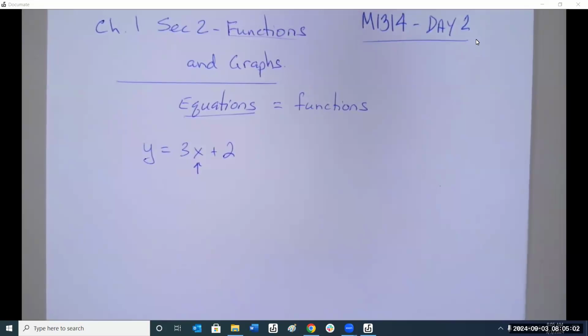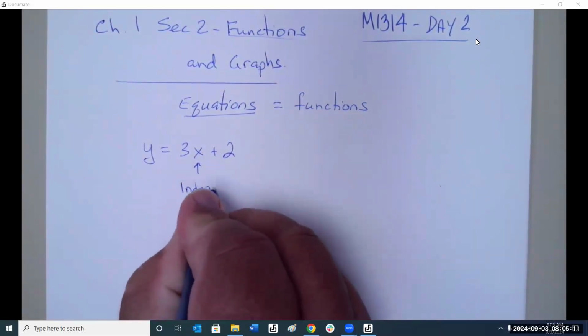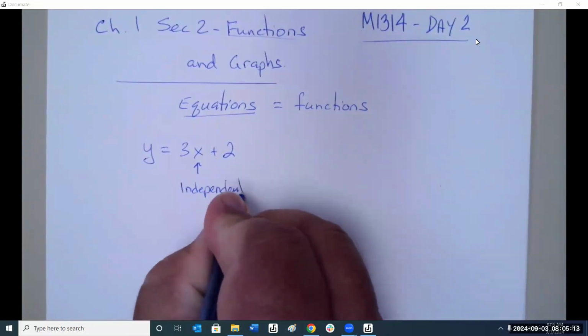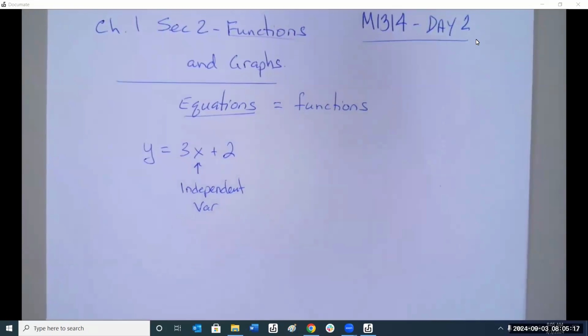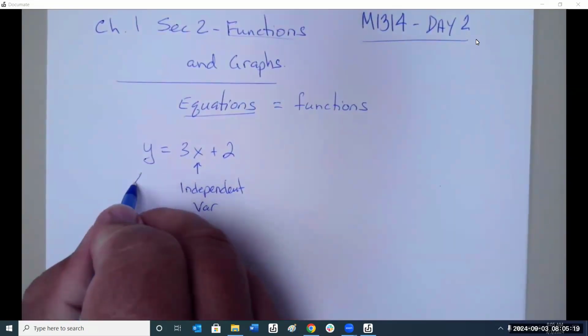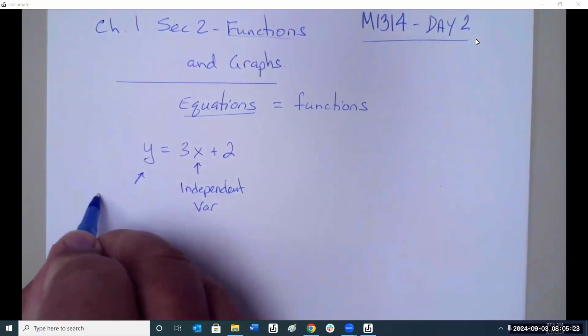It's an independent variable, because it can be anything you want it to be. Throw it in there, and then you calc it out. Once you decide on the value for x, you get the value of y, which is what kind of variable? Dependent variable.